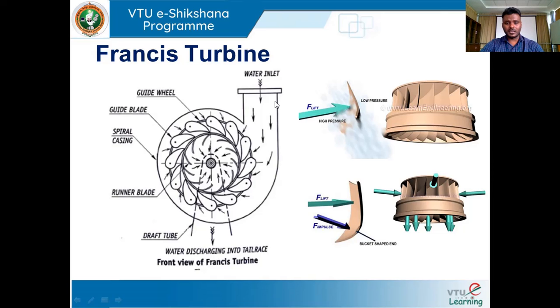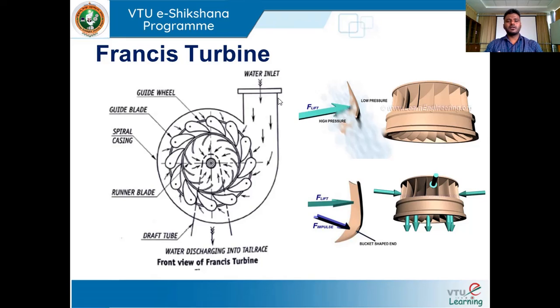So we discussed a spiral casing. We noticed that there is an increase in its area, starting from the inlet towards this runner blade. One end of the spiral casing will be connected to a pipe or a penstock. As I mentioned, this Francis turbine is used for medium head and medium flow rate applications.